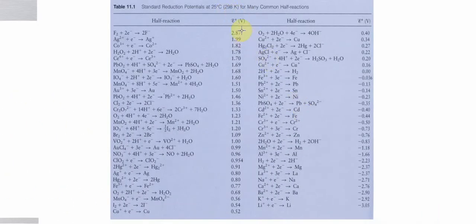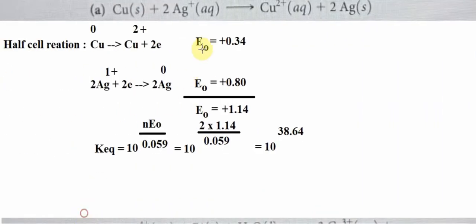So we will use this table and we put down E0 in here, and we get 0.34 and 0.8. We sum the two numbers together, we get E0. And the next one we have the capital K eq. That's the equilibrium constant, and the formula is 10 power nE0 divided by 0.059. So in this one we have E0, that's 1.14.